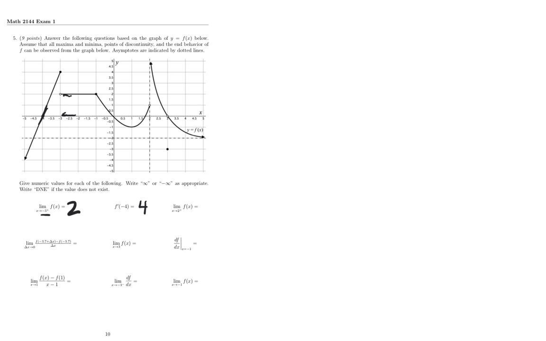The limit as x approaches 2 from the right. As I'm approaching the x value 2 from the right hand side, I can see this is going off to infinity. So technically that limit doesn't exist, but it doesn't exist in the sense that it's going off to infinity, it increases without bound.